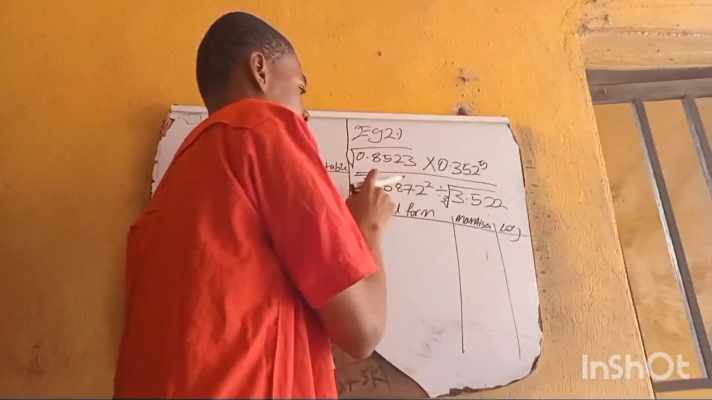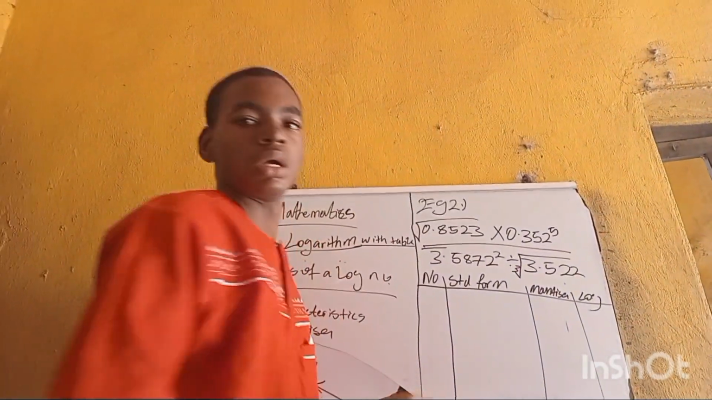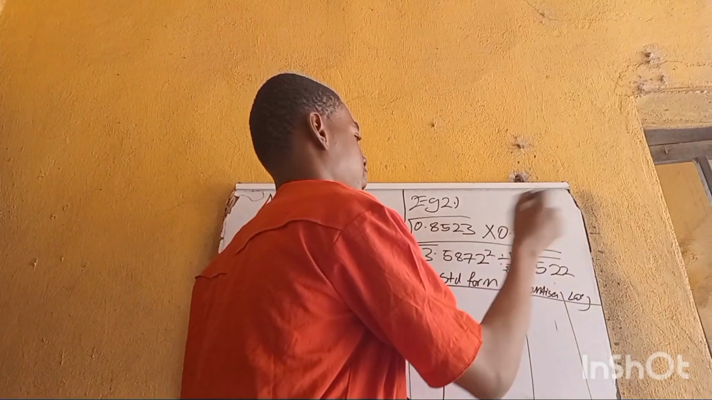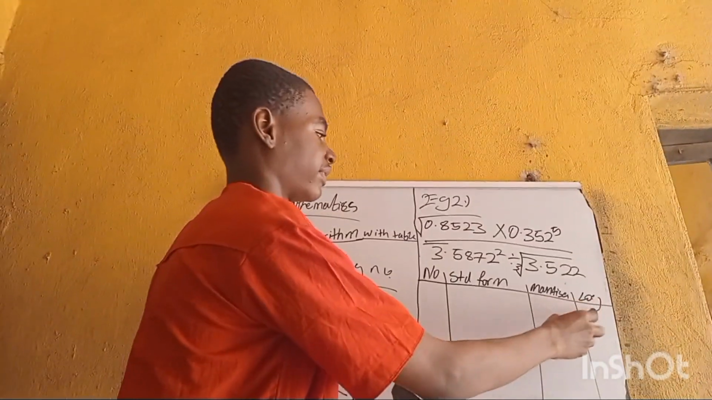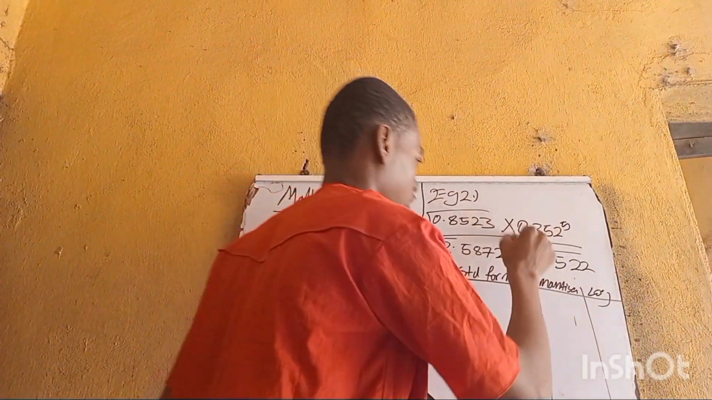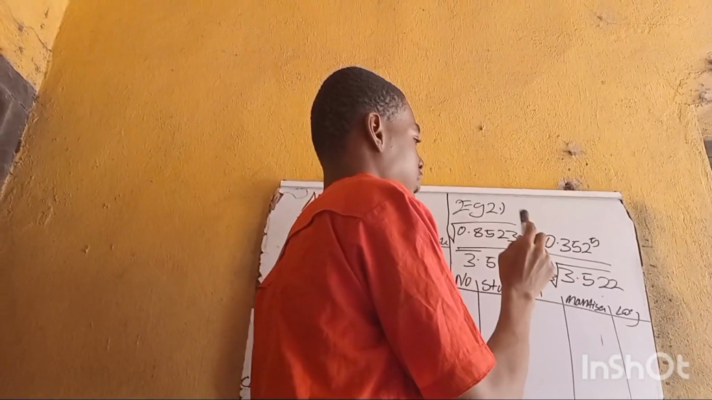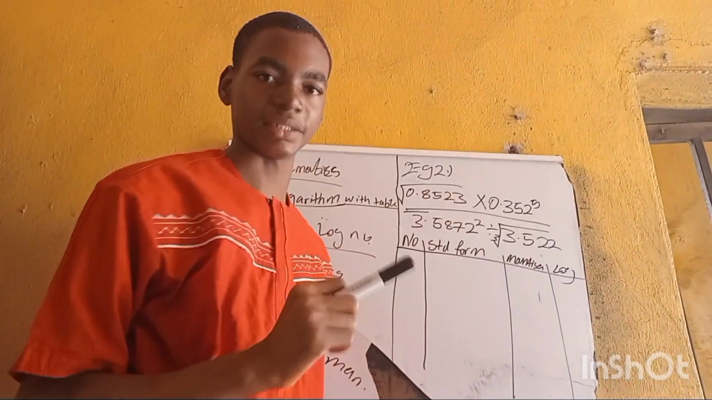Back to this. Now, I forgot to say something earlier. If this is multiplied by this, it simply means in logarithm, after finding the logarithm of this number and the logarithm of this number, it's not going to be the same as multiplication. You're not going to multiply it, you are going to add it.